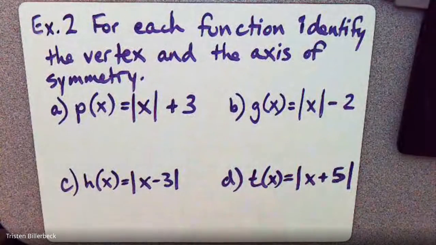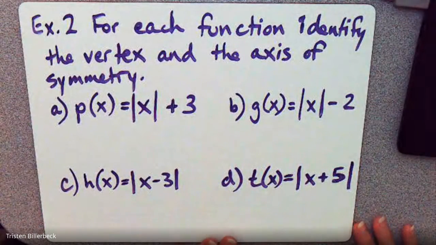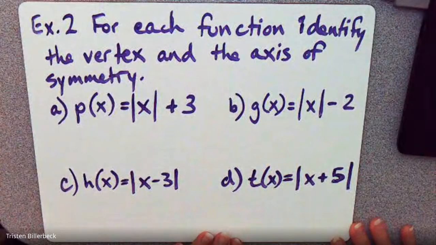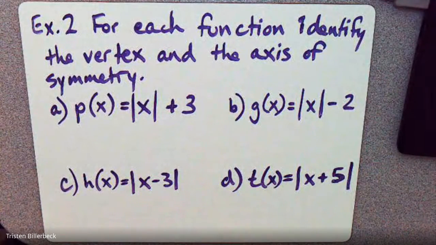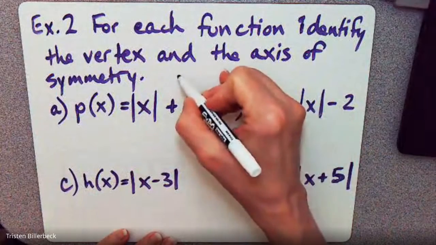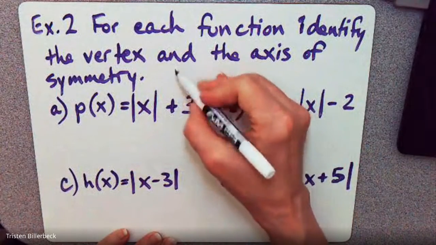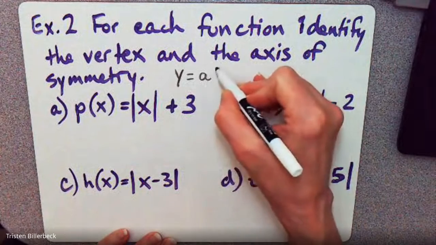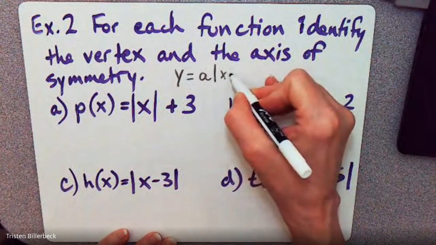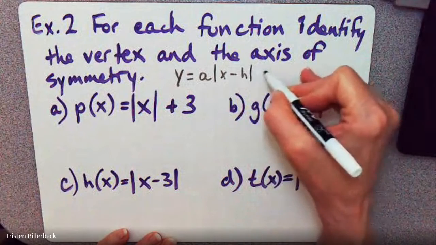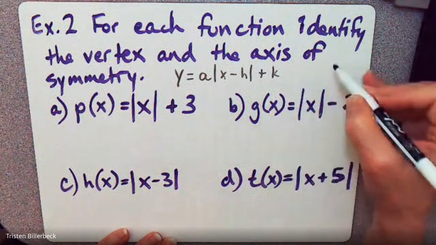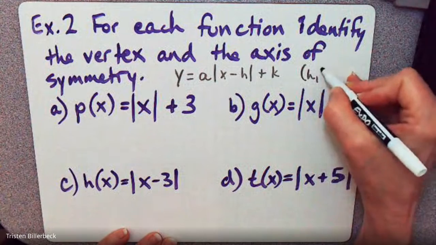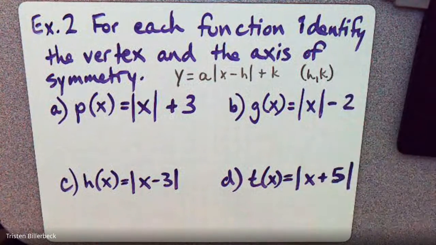Okay, there we go. So for this one, we have for each function, let's identify the vertex and the axis of symmetry. So just by looking at this and remembering what we were looking at before, if we have y equals a times the absolute value of x minus h plus k, we know the vertex is hk. So let's keep that in mind.